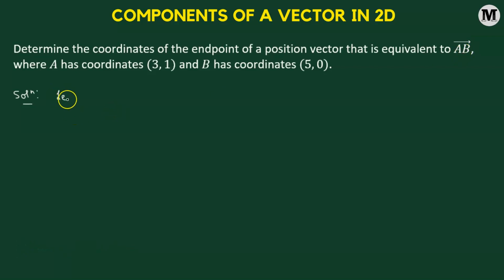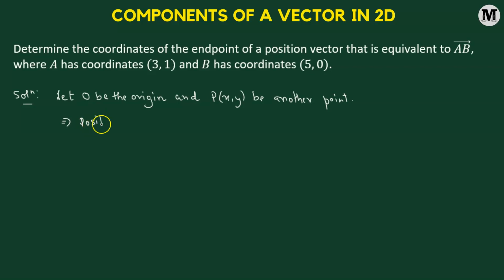Let us consider a point O, which is going to be the origin. And we will be considering another point P with coordinates x, y. So here we could define the position vector of point P. This implies that the position vector of the point P having the coordinates x, y, that's going to be OP vector. OP vector, that's going to be x times i cap plus y times j cap.